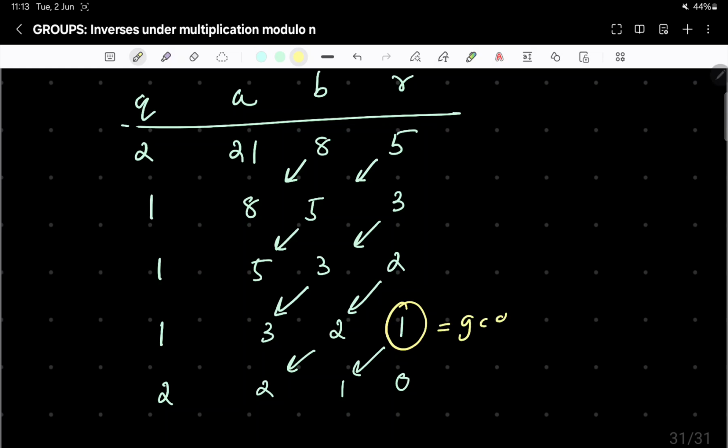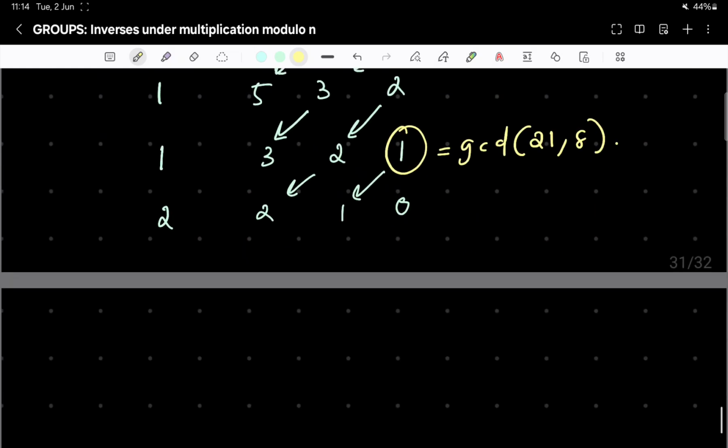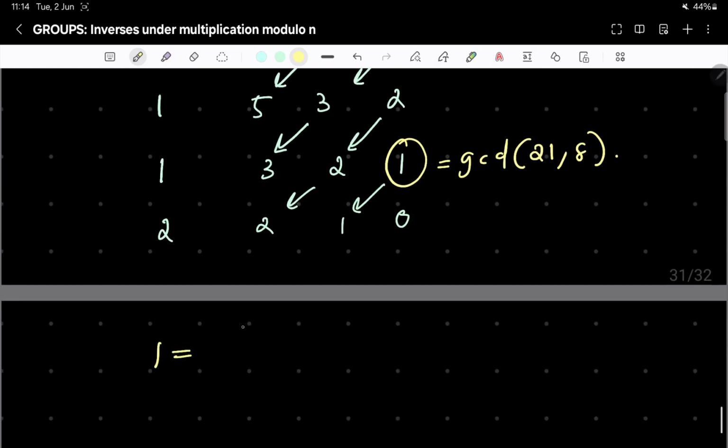So GCD is 1. So that is okay. 21 and 8. So GCD is 1. Now our aim is, if GCD is 1, by Bezout's identity, what is it telling? There is W and Z, so that 1 is equal to 21W plus 8Z.